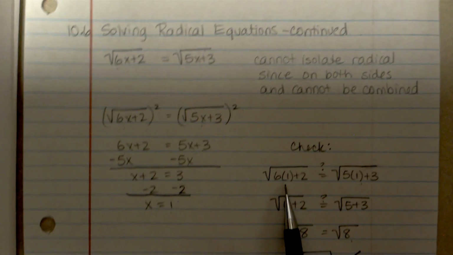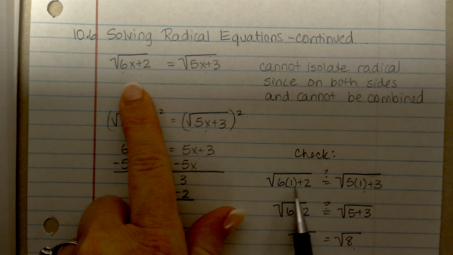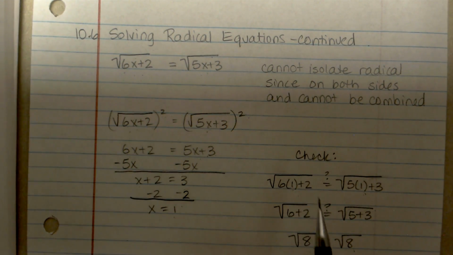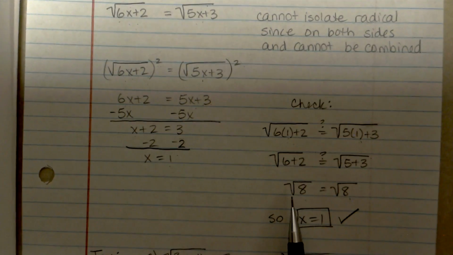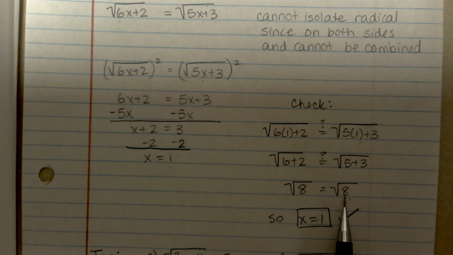So I go over here, and remember, I'm going to put 1 in everywhere there's an x. And since there happens to be an x on both sides, I have to put a 1 on both sides whenever I'm checking it. So I evaluate the left, I get square root of 8. I evaluate the right, I get square root of 8. Square root of 8 is equal to square root of 8. So that checks out. So x is equal to 1 is an actual solution.